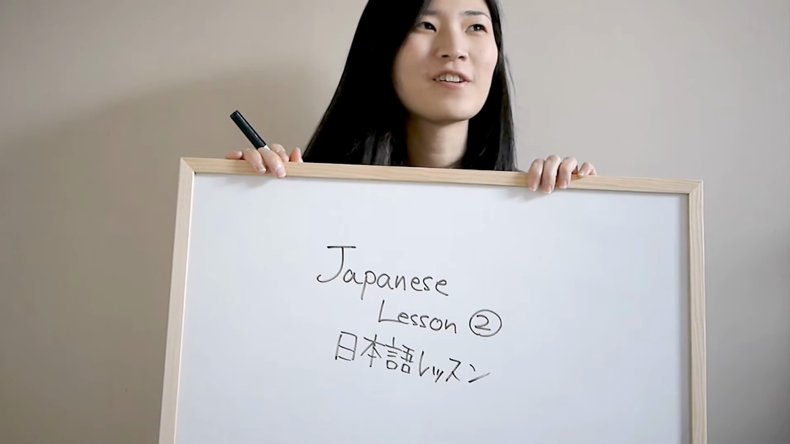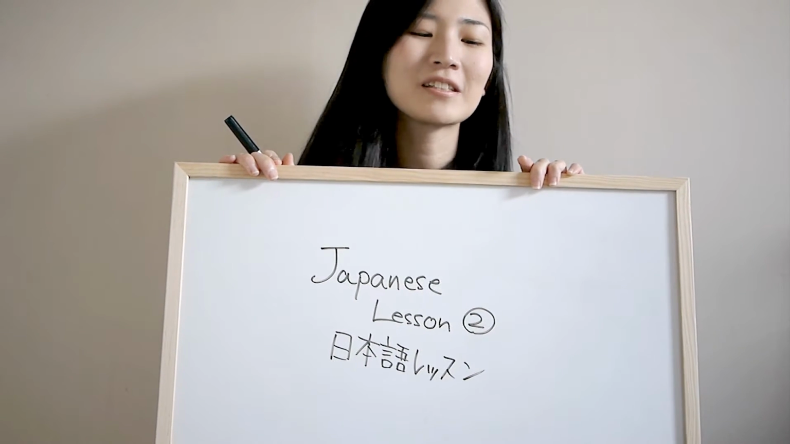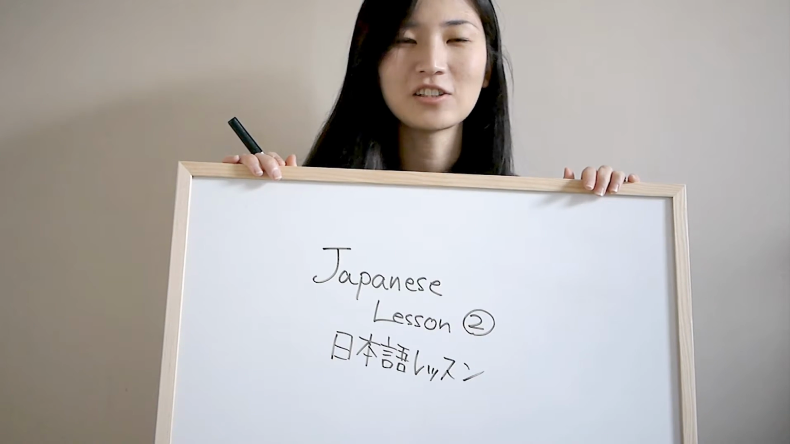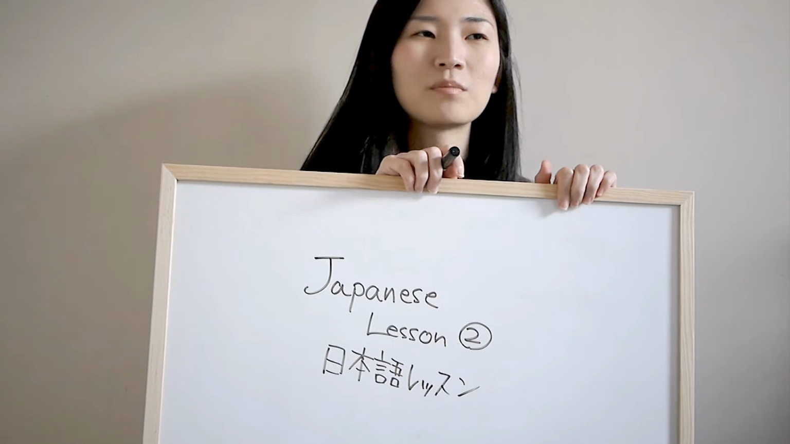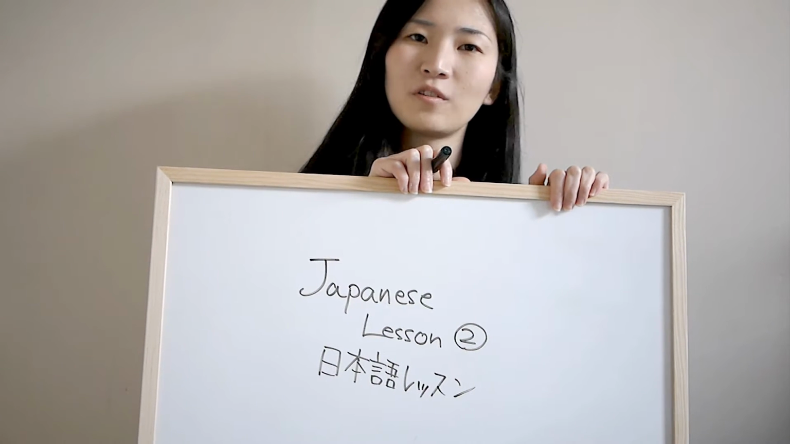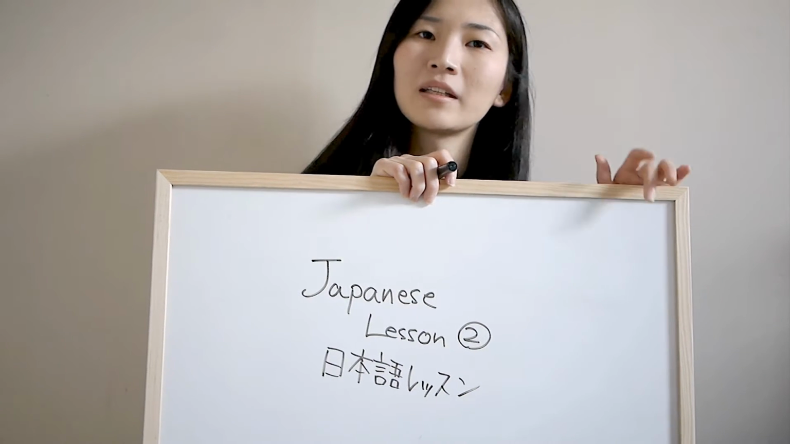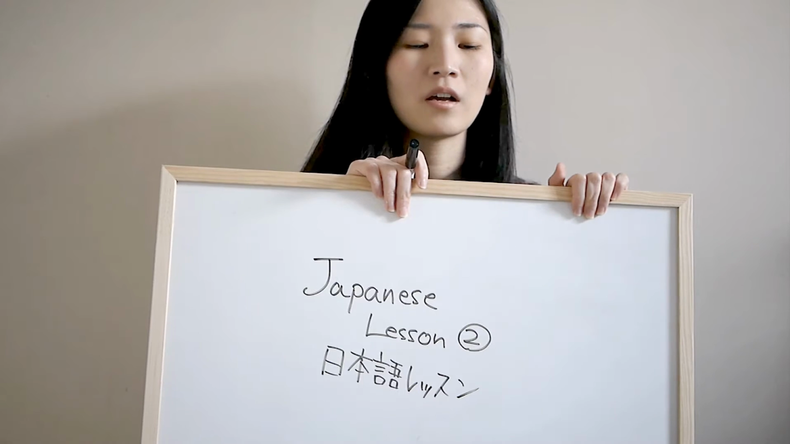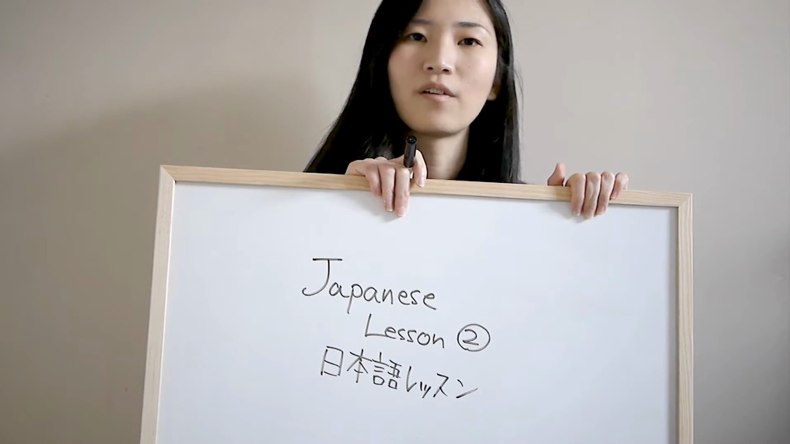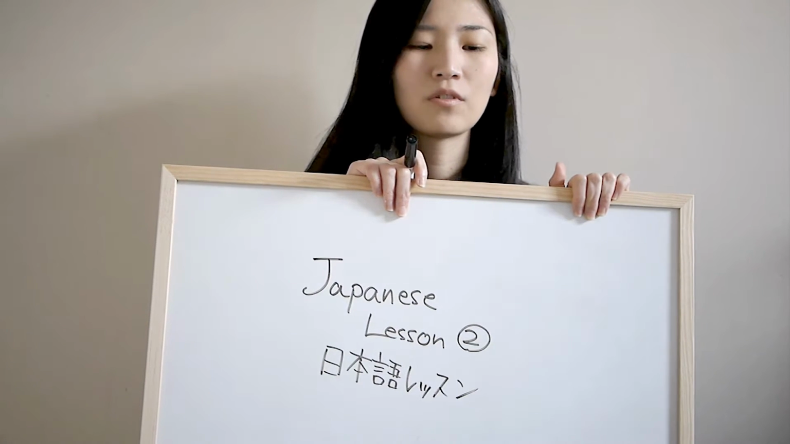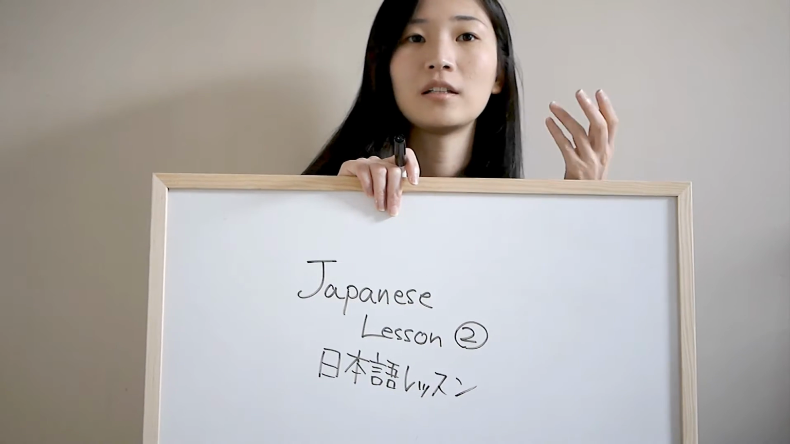So first of all, in the last lesson I was going to explain the difference between hiragana, katakana and kanji, and I forgot. So I will explain now. Hiragana is used mainly for the grammar part of Japanese. For example, wa and desu are both written in hiragana. Katakana is mainly used for words from other countries. For instance, computer is computer in Japanese, and so it's written in katakana.